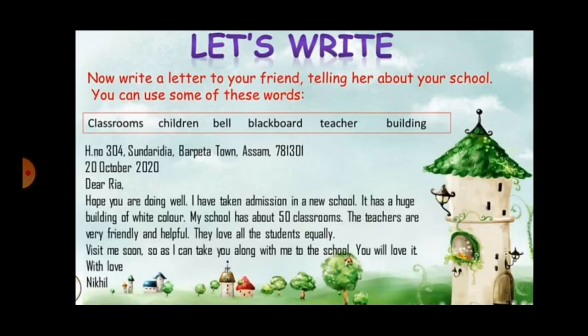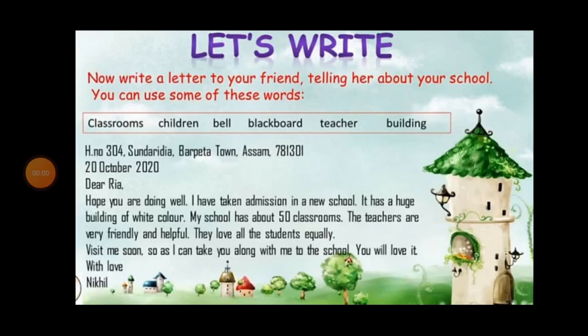So first we will write the sender address. Here the sender address is given. You can write your own address also. House number 304, Sundridia, Barpeta town, Assam. The pin code number is 781301. So this is his address. House number, area, then town, and then state, Assam. And then pin code is written 781301.